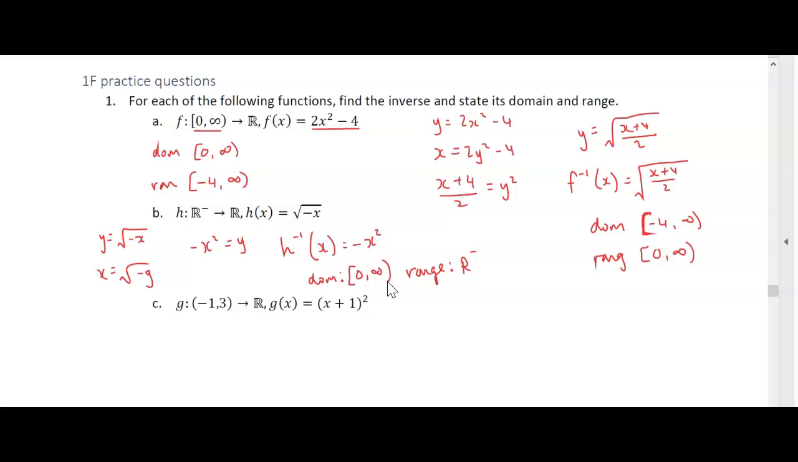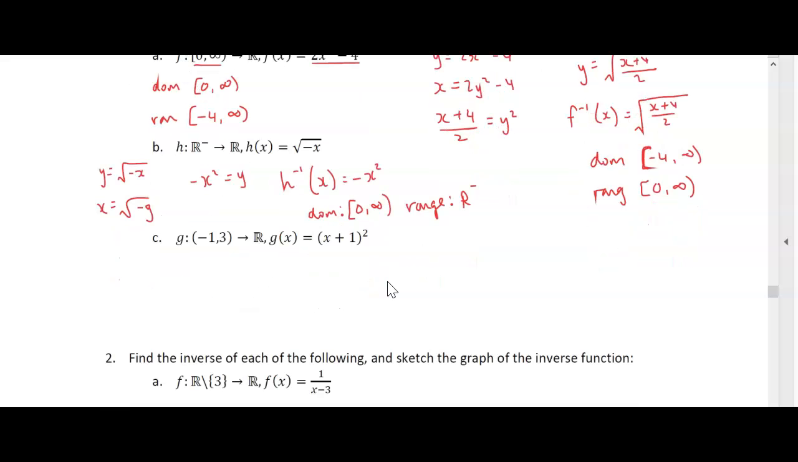All right, so what I just did there, instead of separating it like I did in question 1, I just did it in my head. So your domain for h is the negative reals. So that now becomes our range for our inverse. And then the range of h of x, so the square root of -x, the range is 0 to infinity. So that now becomes the domain of our inverse. Okay, so remember they switch over.